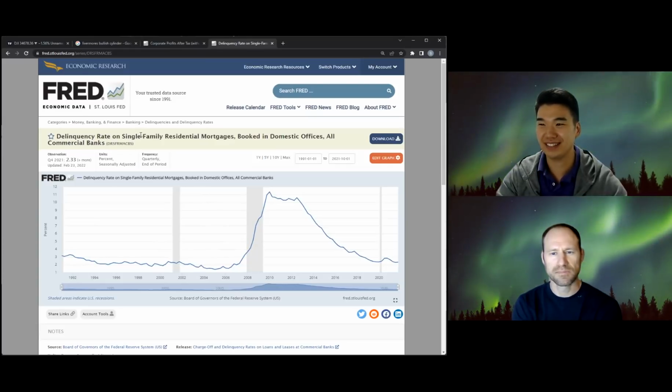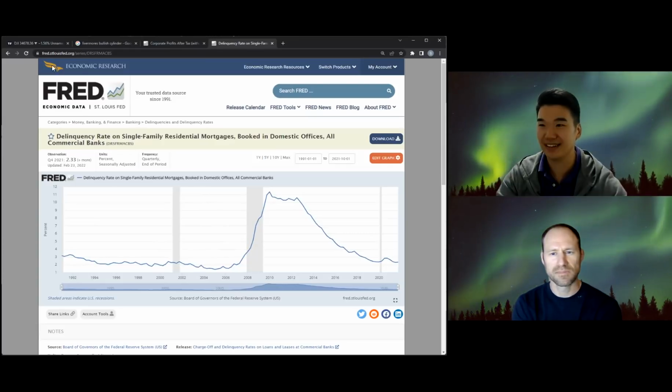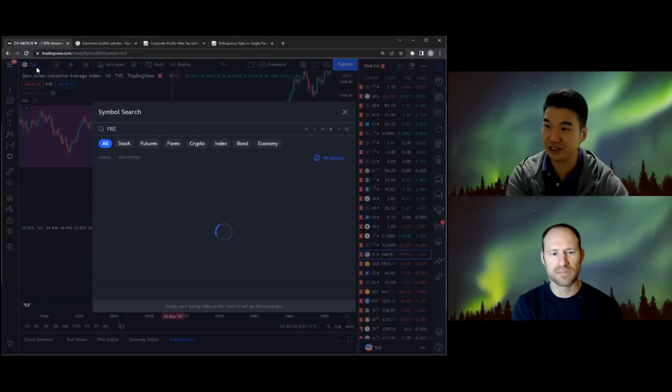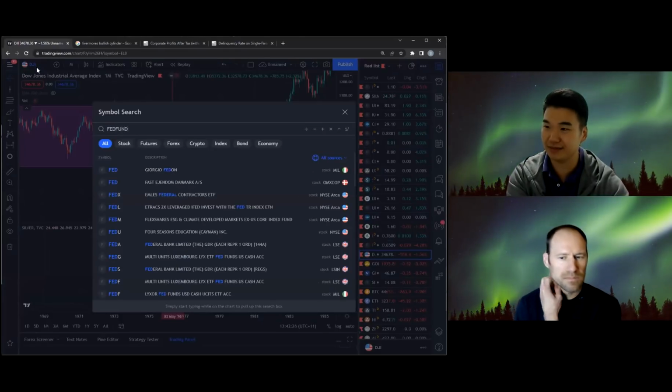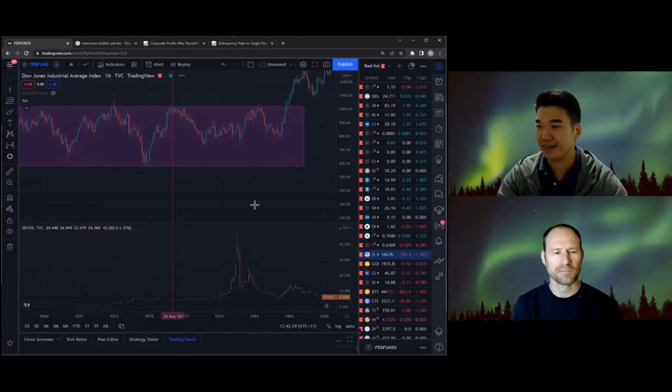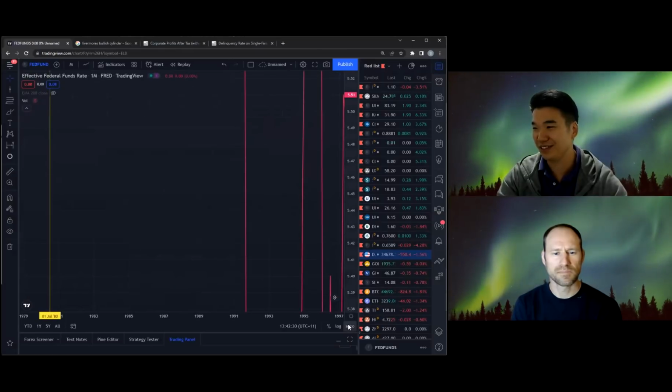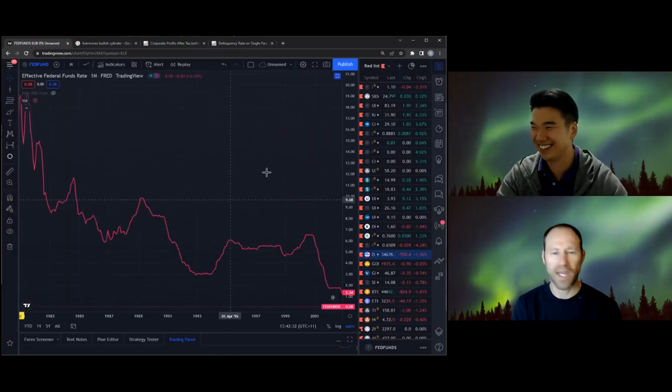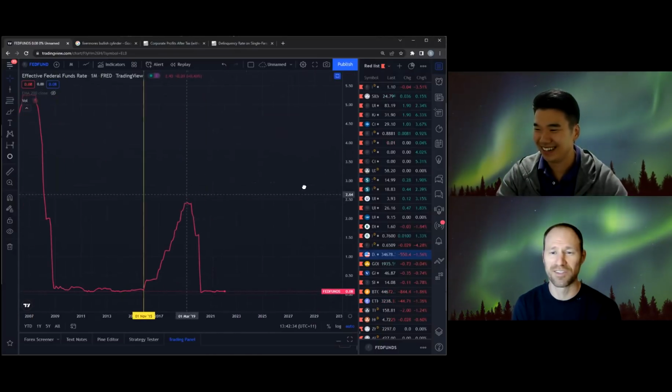Yeah. So this is what's really interesting as well, because if you think interest rates drive housing prices immediately or imminently, then just look at what happened. Let's go back to the Fed funds rate. It's not true at all.